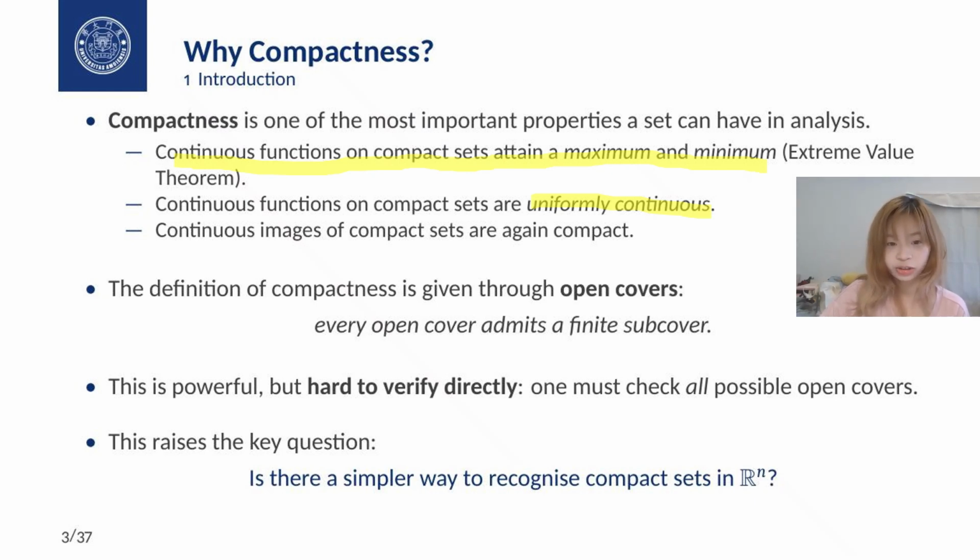But here is the catch. The definition says every open cover has a finite subcover. Think about what every means. You have to check all possible ways someone could cover your set with open sets. And there are infinitely many ways to do that. So checking compactness directly from the definition is very hard.